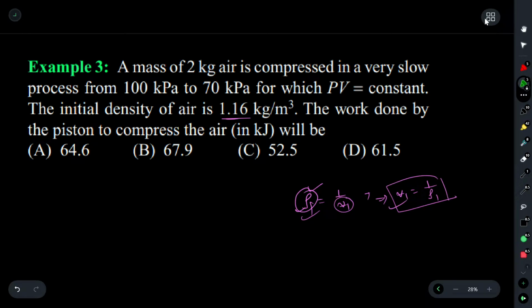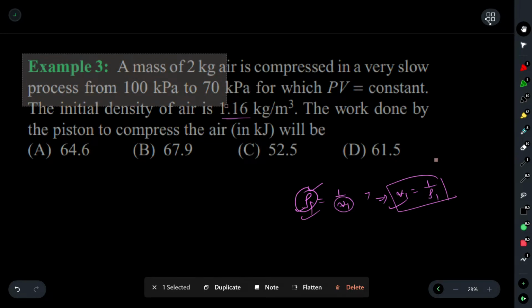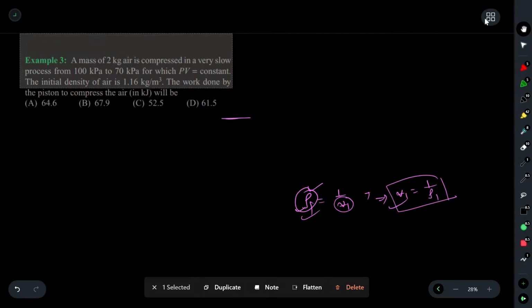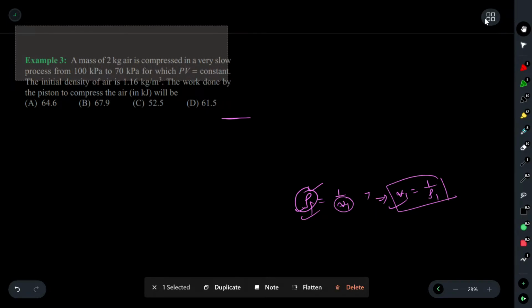So here we are given the value of specific volume, and what is it asking for? It is asking to find out the work done by the piston to compress the air, in kilojoules. Four options are given to us, but we do not actually require these options, so let us try to solve it. What we understood from this question is that there is an isothermal compression process occurring from a certain initial condition to a certain final condition, right?